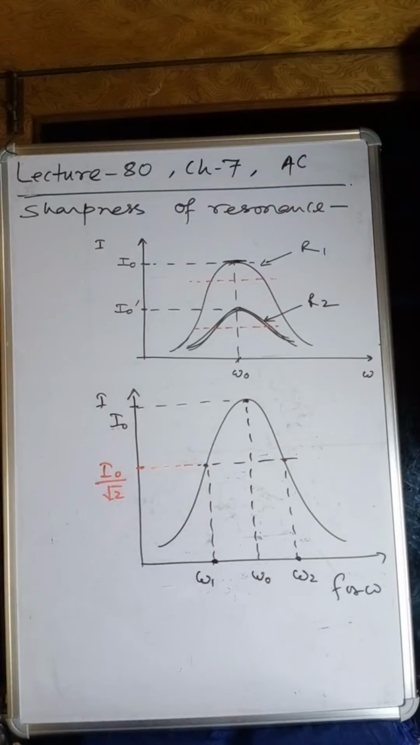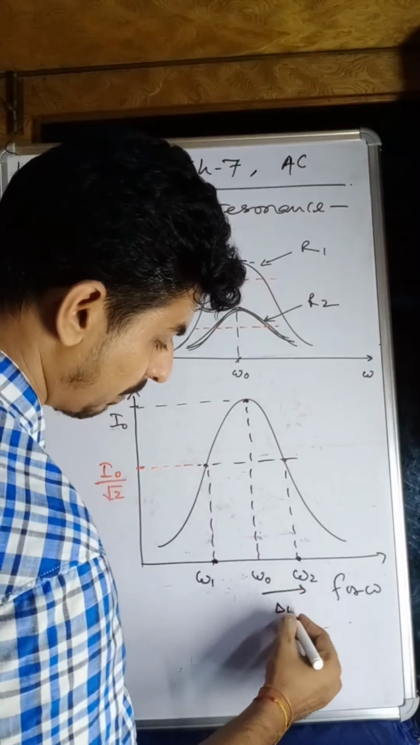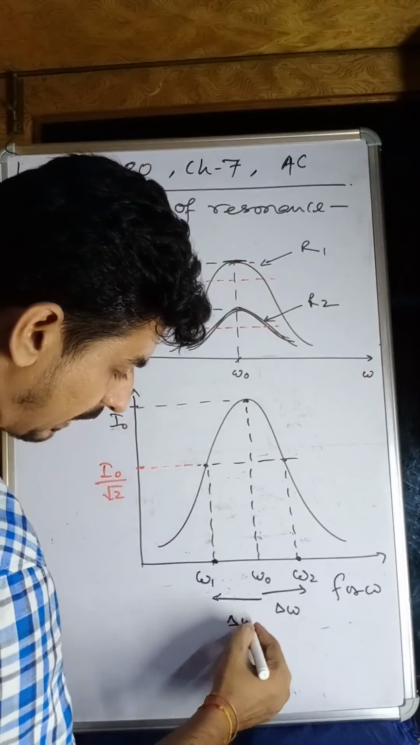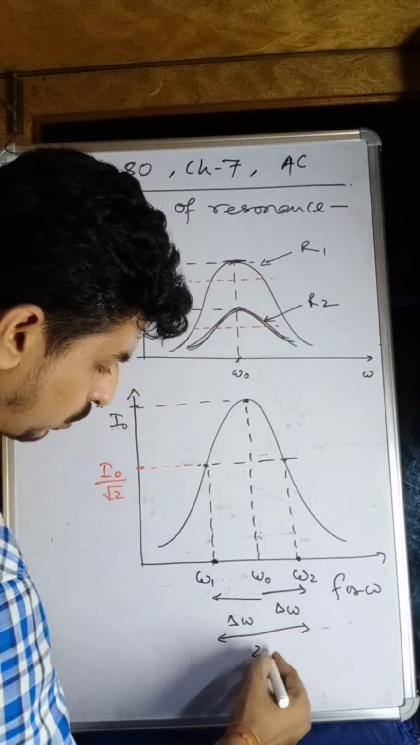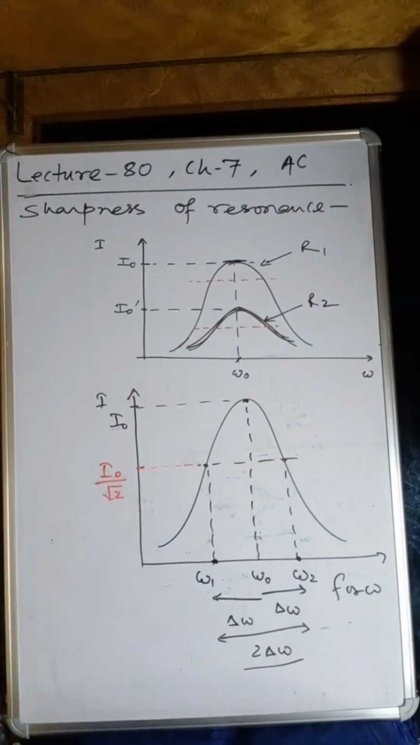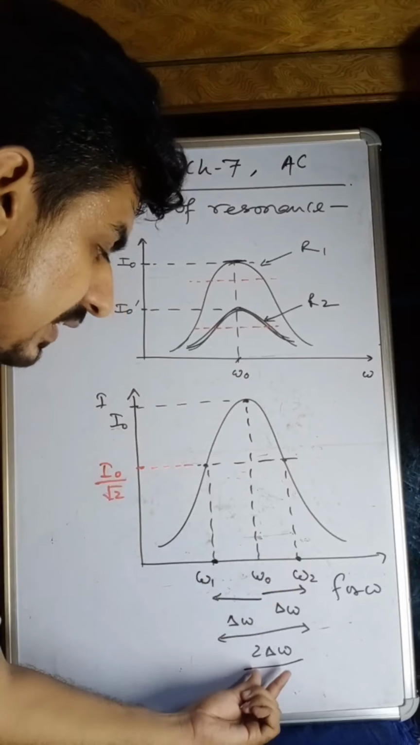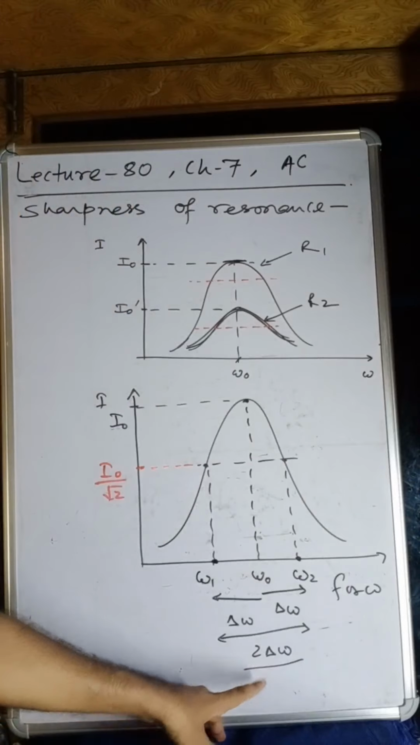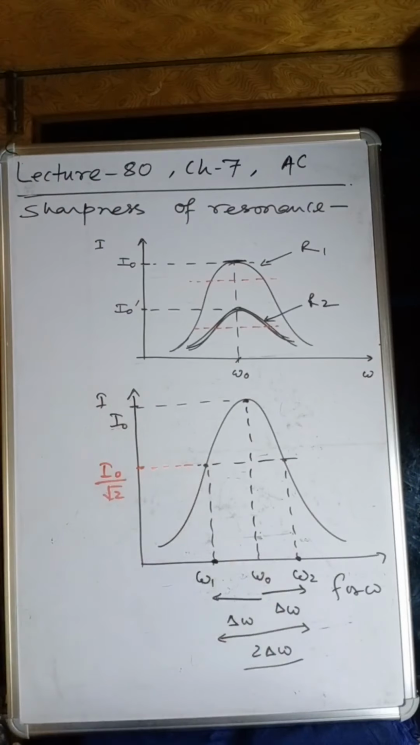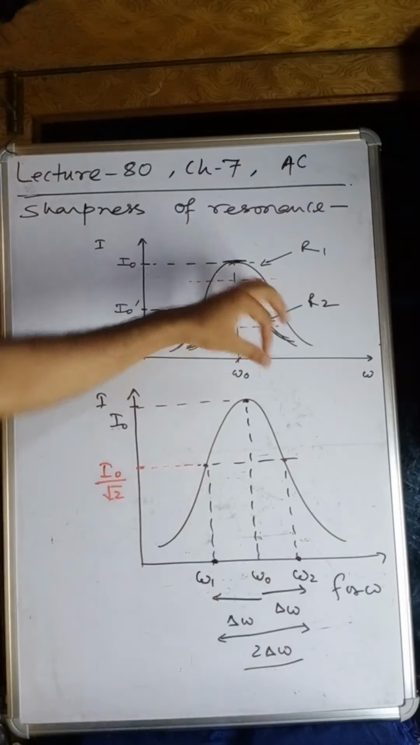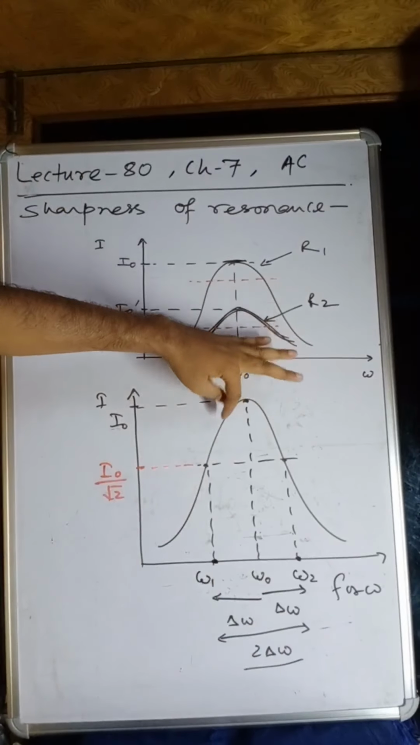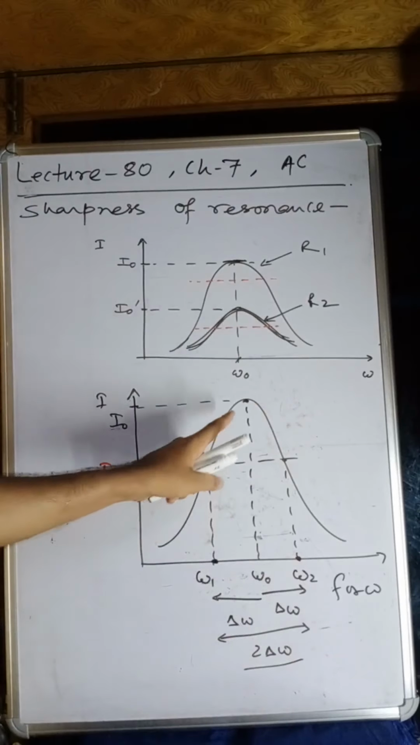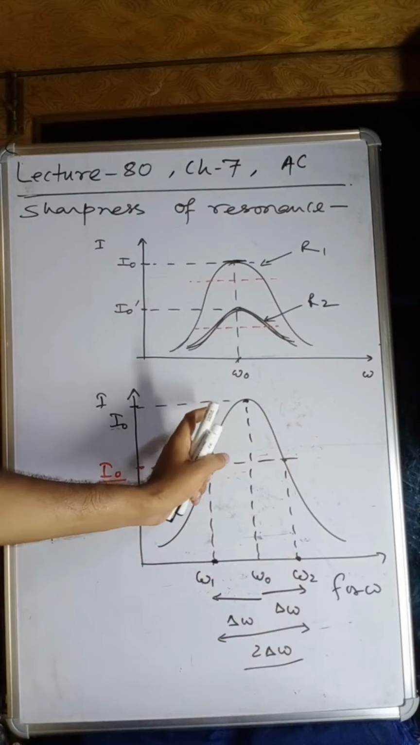You move plus delta omega, any small amount of frequency, and you move back delta omega, so the total change is 2 delta omega. Remember, if the graph is flatter, there will be a very large value of 2 delta omega. So in a small variation of this 2 delta omega, you have tuned one station because there is no variation in the power in this very small range of frequency. So there is only one radio station you will get.